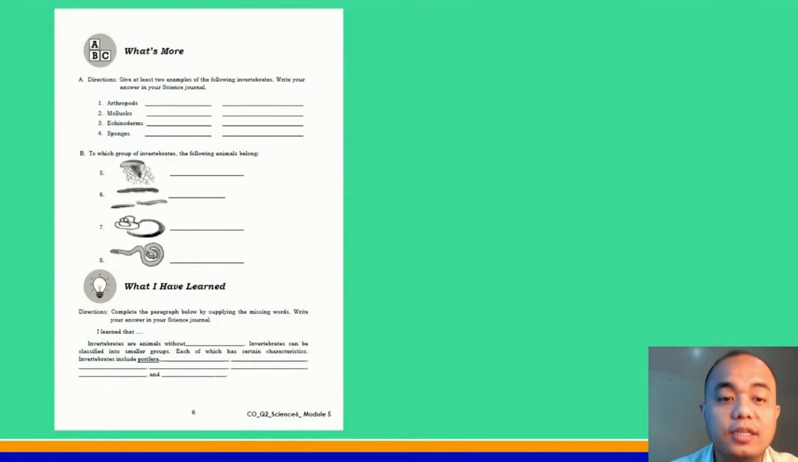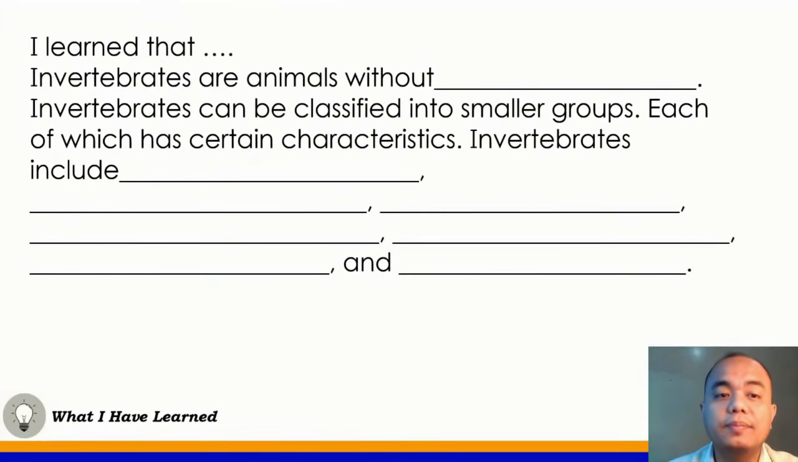Okay, let's answer now the What I Have Learned part of your module. This could be found on page 6. So I learned that invertebrates are animals without... Now let us complete the paragraph by filling up the missing words. Again, do not write your answer. We will answer it orally and we will answer it all together. Ready? I learned that invertebrates are animals without... What's the answer? Without backbones. Correct.